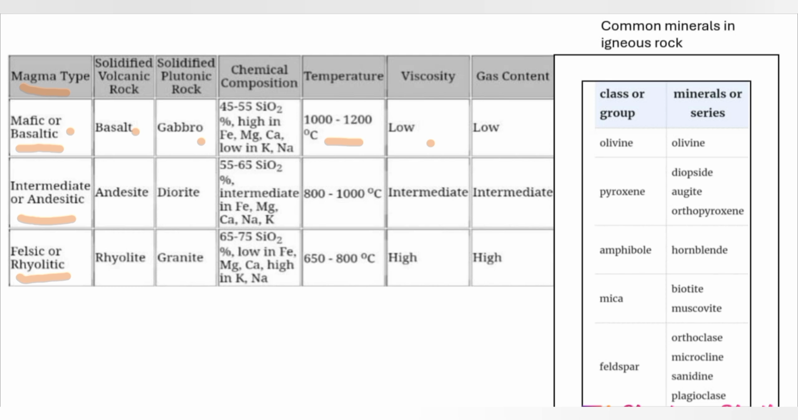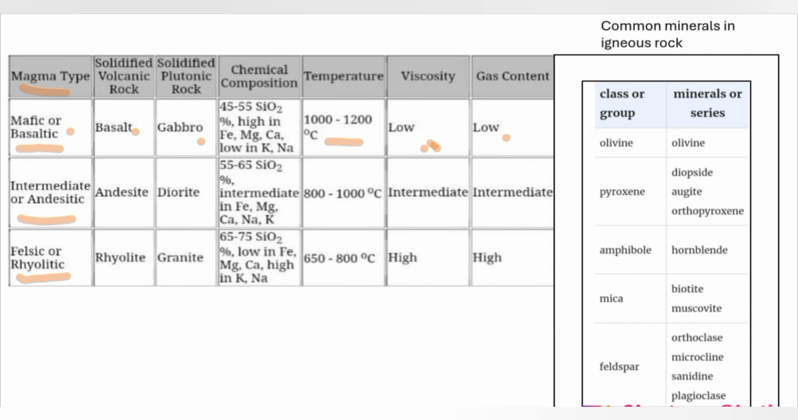As the viscosity is low, it will form shield type volcanoes, because the explosion will be calm, not that explosive, and the lava will flow and cover a large area. That is caused by the low viscosity, and it can bring volcanic eruption over a large square area. So this is the shield volcano that is formed by the basaltic or mafic lava.